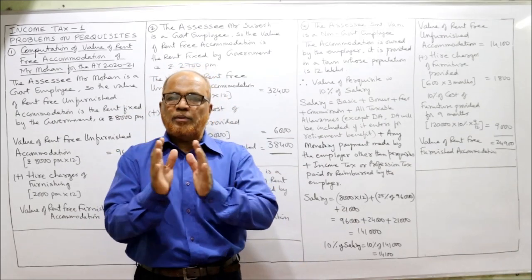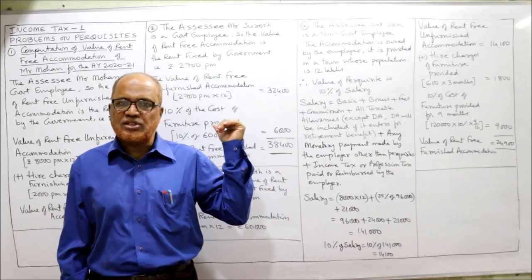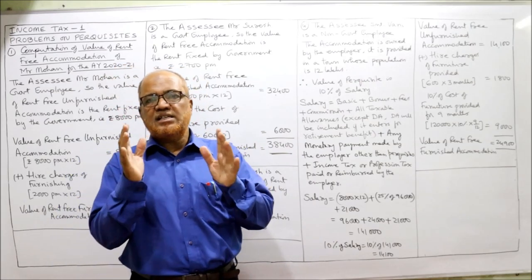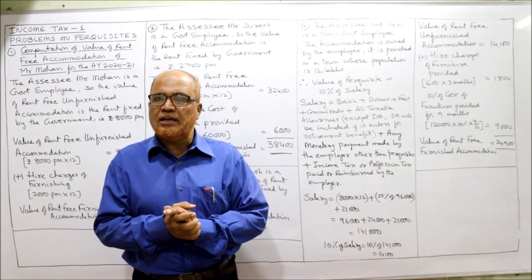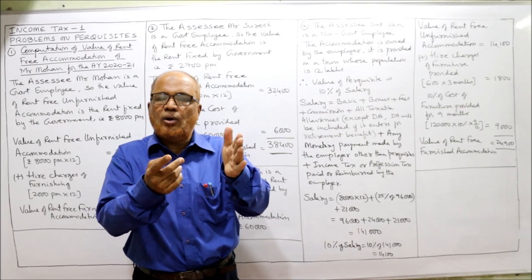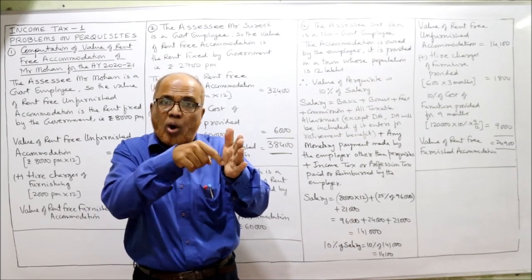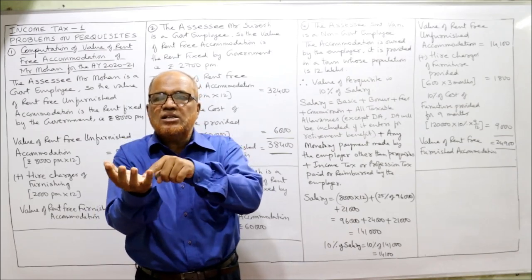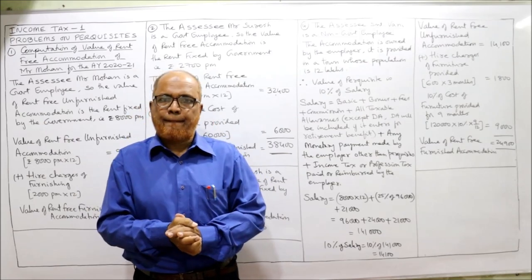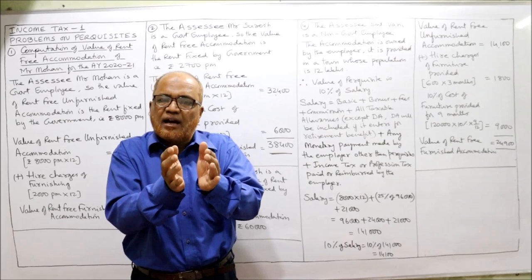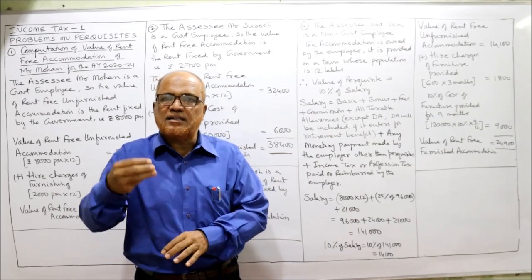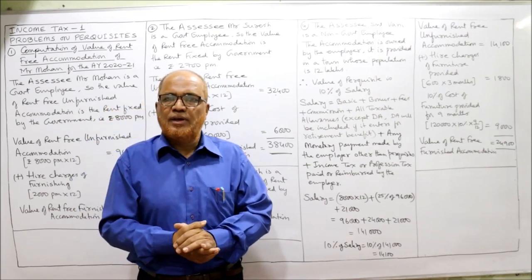See, this problem is entirely different from the first three problems. First of all, the assessee is a non-government employee. When the assessee is a non-government employee, two situations are there. The first situation, the accommodation may be owned by the employer. And the second situation, the accommodation may be hired by the employer. That you have to see. In the first case, if the accommodation is owned by the employer, then the Income Tax Act has given three different rates.